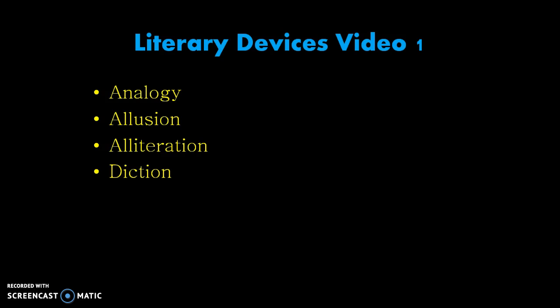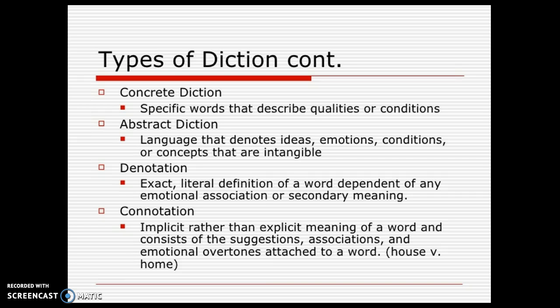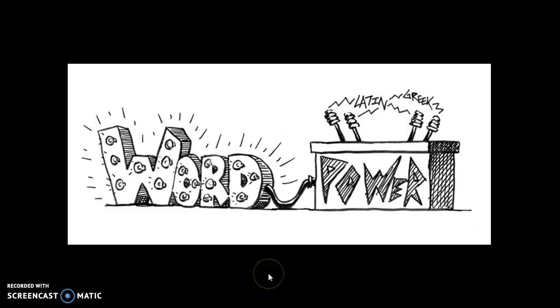Now let's move on to diction. So diction has many different definitions, but the definition that we're going to look at is connotation, where it's implicit rather than explicit meaning of a word and consists of the suggestions, associations, and emotional overtones attached to a word. All right, so what does that definition actually mean?